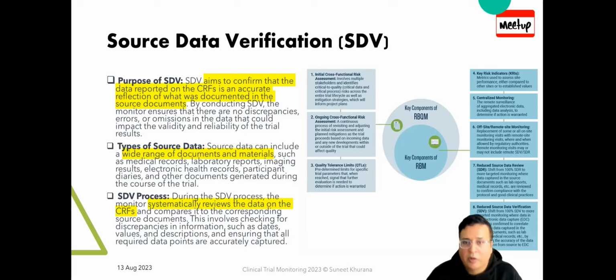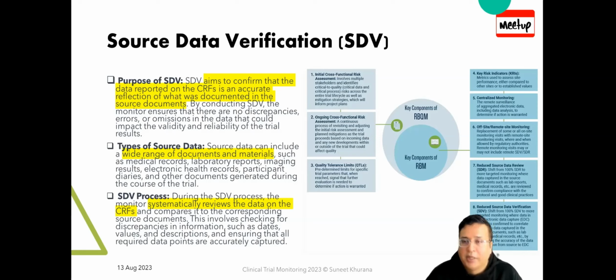The other is ongoing cross-functional risk assessment. This is a continuous risk assessment, more for high-risk sites than for low-risk sites. Then the quality tolerance limits, or the accepted quality standards, meaning we will not accept anything below this. These are also fed into the system by the monitoring plan created, and they have these QTLs.